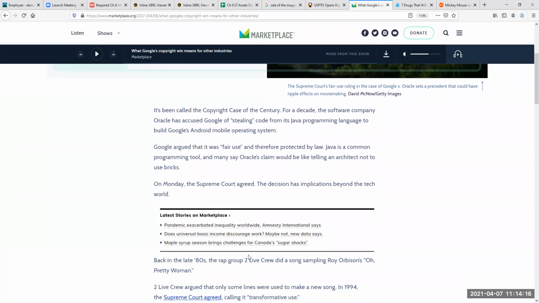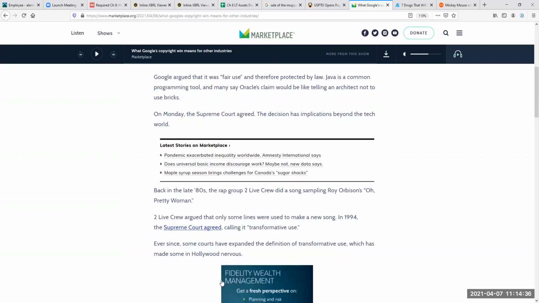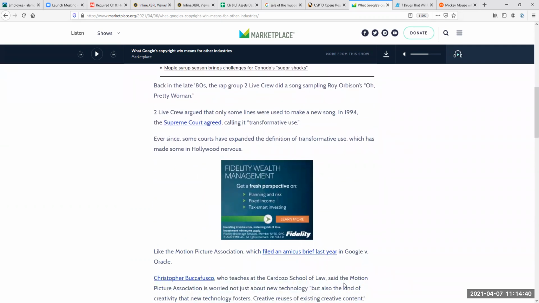So back in the late 80s, the rap group 2 Live Crew did a song sampling Roy Orbison's Oh Pretty Woman. 2 Live Crew argued that some of the lines were used to make a new song. In 94, the Supreme Court agreed, calling it transformative use. Transformative. Ever since, some courts have expanded the definition of transformative use, which has made some in Hollywood nervous. So anyway, this is a giant thing.